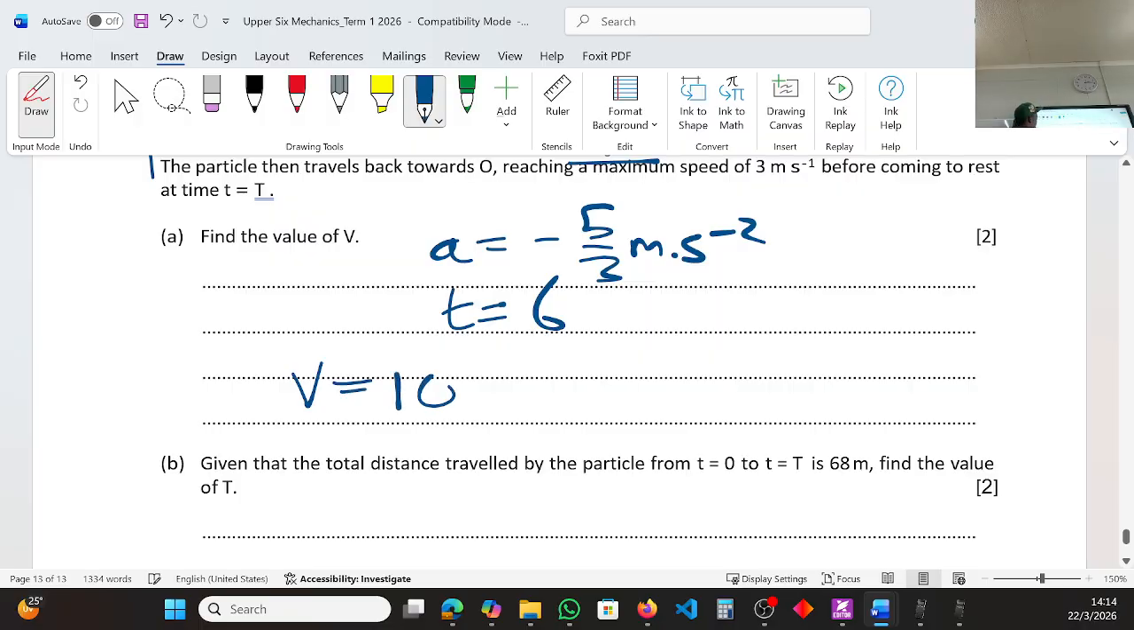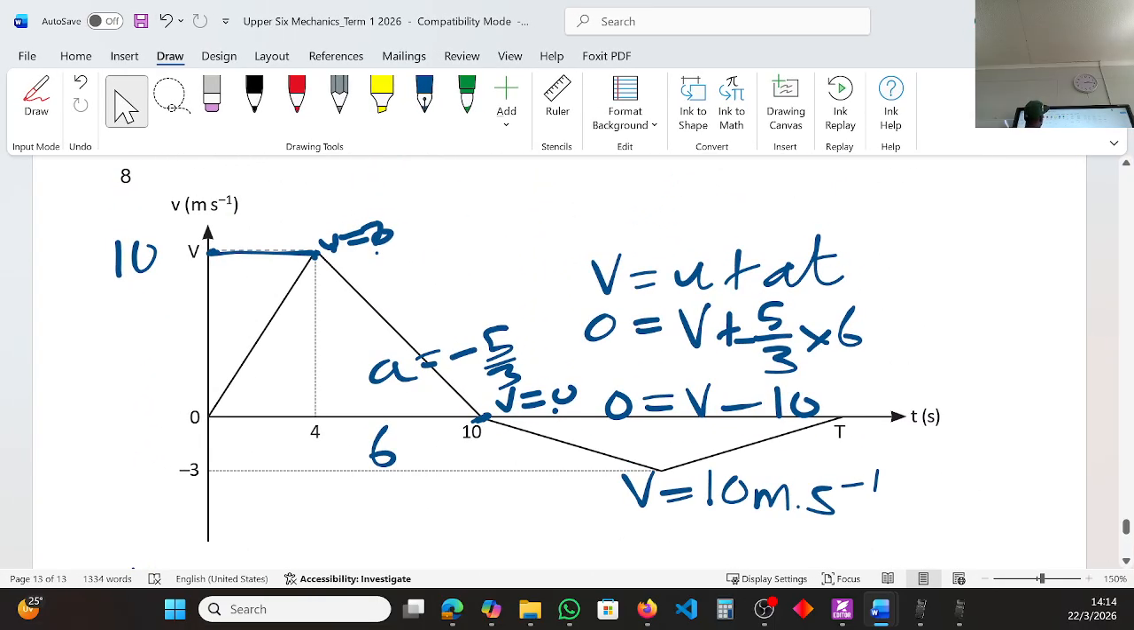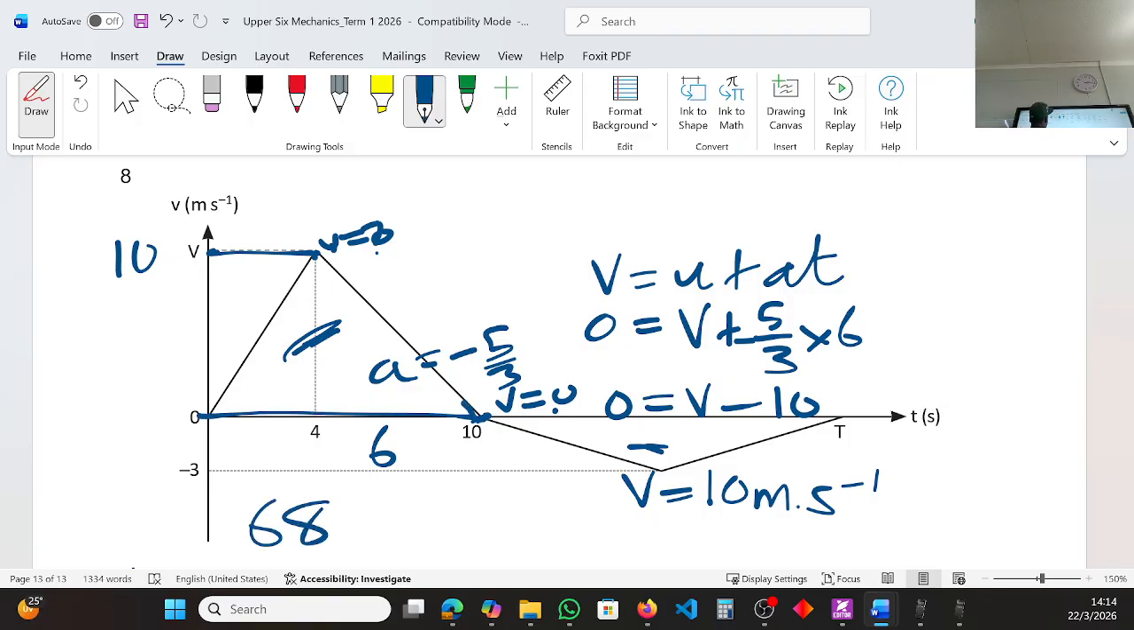Given that the total distance traveled by the particle from t equals 0 is 68 meters, find the value of T. Now that we have found the value of v, the area under the curve, this area and this one, we are told the total is 68. But remember, this is a triangle whose area we can easily find. It's half base times height. For this section, the base is 10, the height is 10.